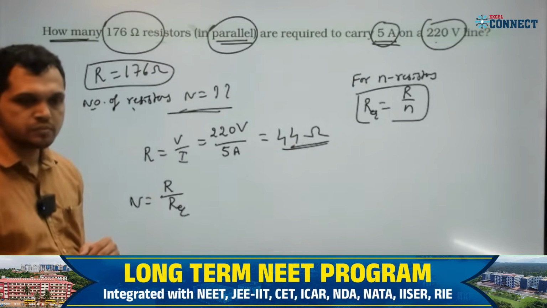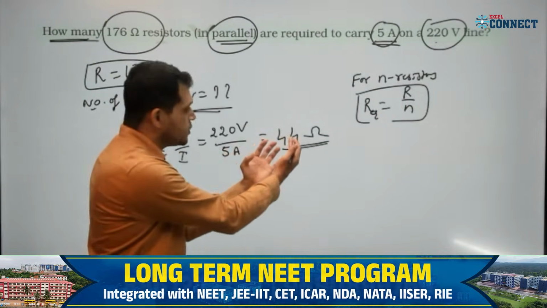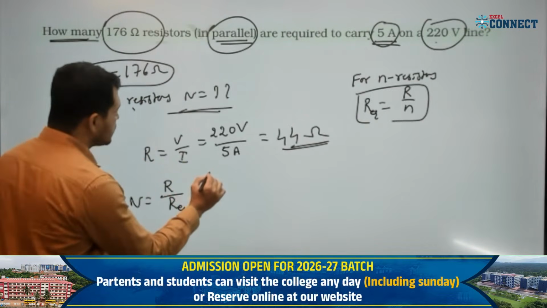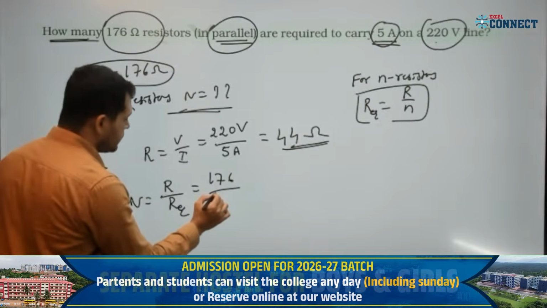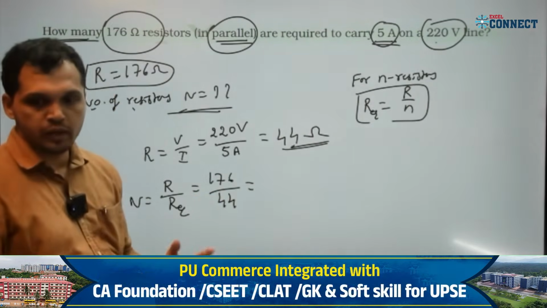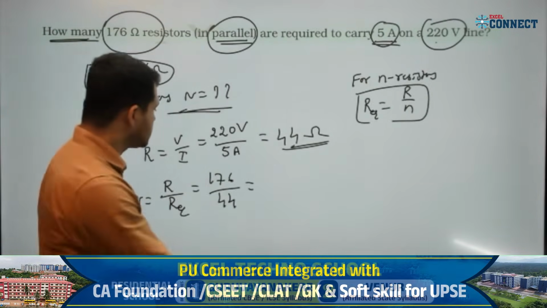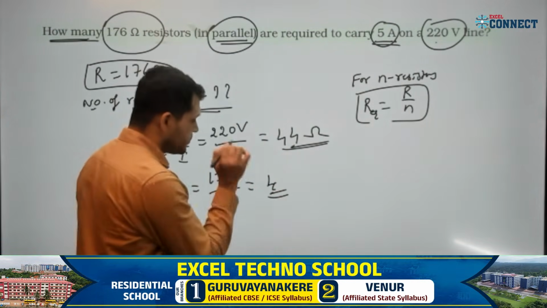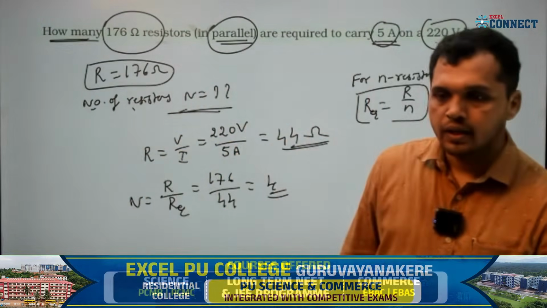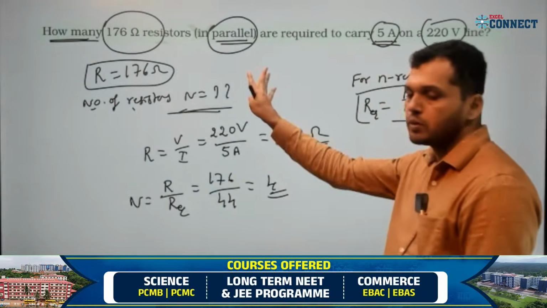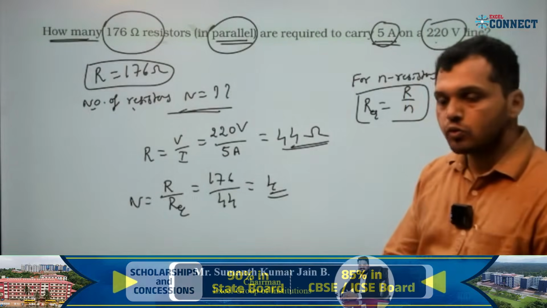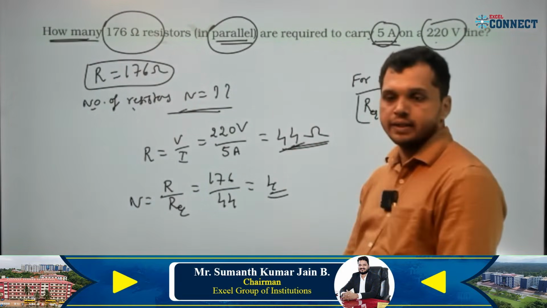R equivalent. Now what is the equivalent value? 44 ohm. 44 ohm is the equivalent. That is R is 176 by R equivalent is 44. What is 176 by 44? It is 4, right? It is 4. Now what is the number of resistors required? 4 resistors. I have to connect 4 resistors in parallel. If you connect 4 resistors in parallel, what is the equivalent? Equivalent is 44 we get.